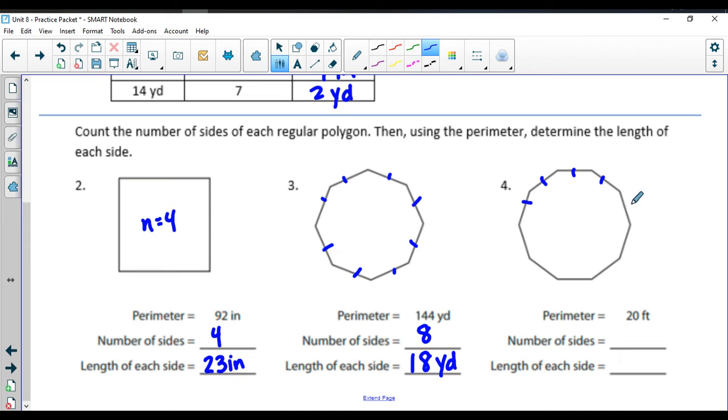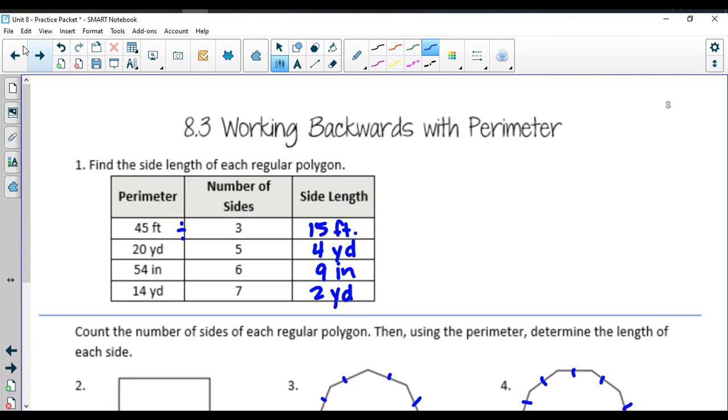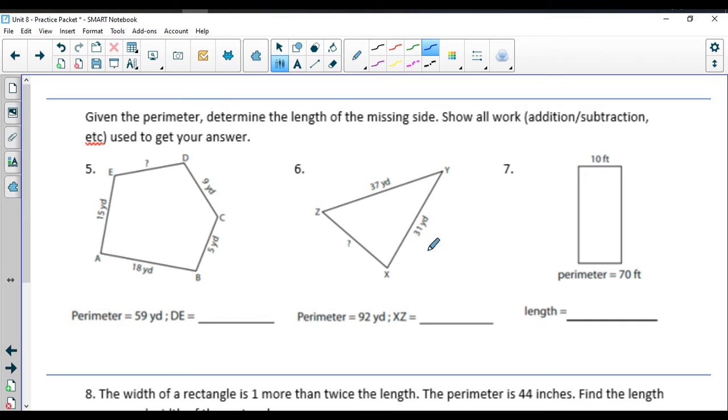1, 2, 3, 4, 5, 6, 7, 8, 9, 10. So if I take my perimeter of 20 divided by 10, each side length here is going to give me 2 feet. For the bottom part here, given the perimeter, determine the length of the missing side. Show all work, addition, and subtraction.